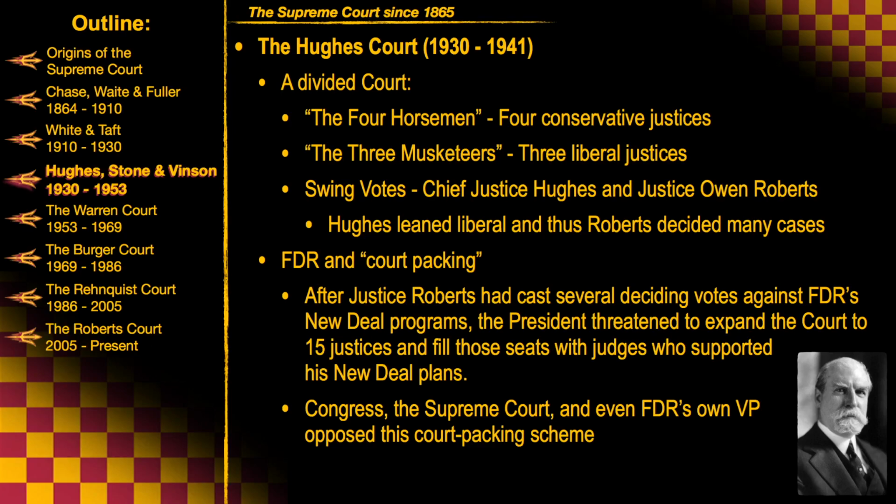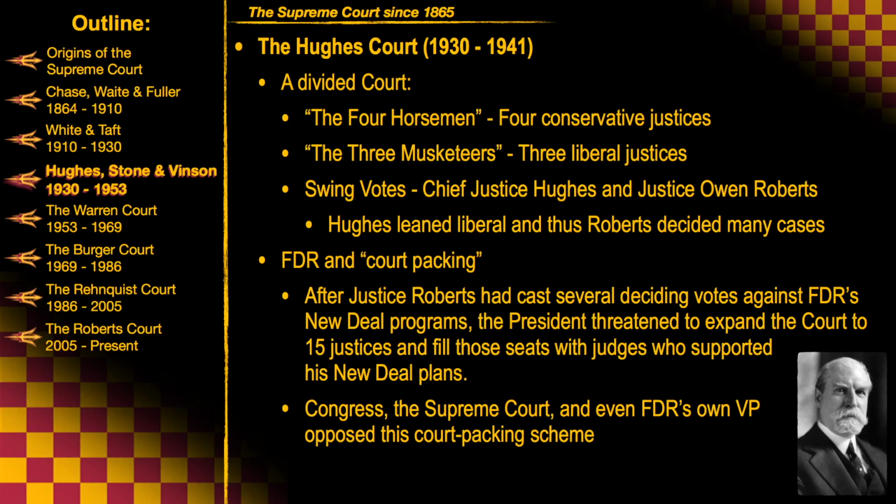Unfortunately for FDR, although Congress was generally willing to pass his programs, when they were then reviewed by the Supreme Court, they often ran into a lot of roadblocks, and that was because the Supreme Court was highly divided at this time. You had what was known as the Four Horsemen, who were the 4 conservative justices who typically voted against FDR's programs.